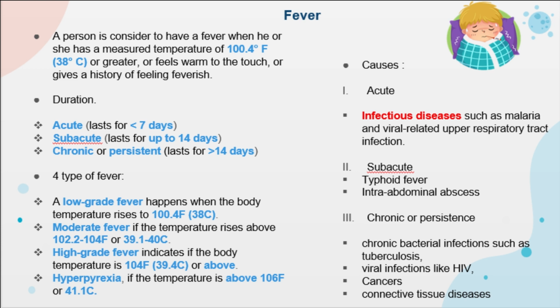Fever can be categorized into 4 types, which are a low-grade fever that happens when the body temperature rises to 38 degrees Celsius, moderate fever that occurs if the temperature rises above 39.1 until 40 degrees Celsius, high-grade fever which indicates a body temperature of 39.4 degrees Celsius or above, and lastly, hyperpyrexia, which occurs if the temperature is above 41.1 degrees Celsius.